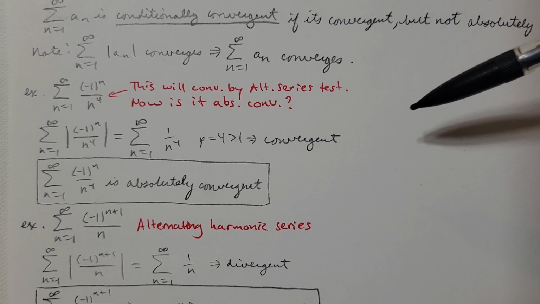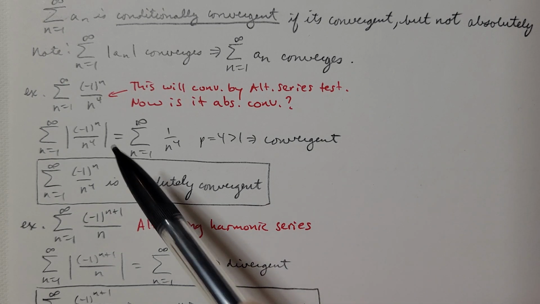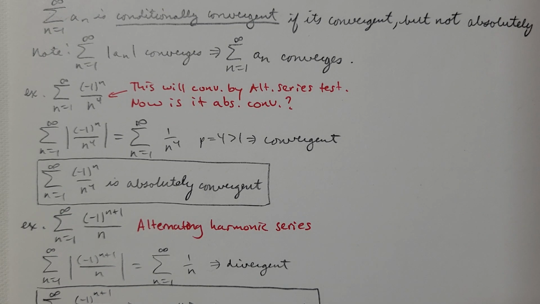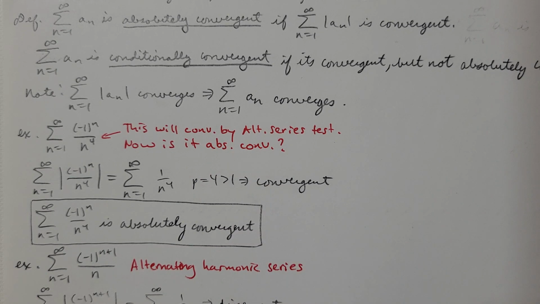Because 1 divided by n plus 1 to the fourth is always going to be less than 1 divided by n to the fourth, since the denominator is going to be a bigger number. So I know that this series is convergent by the alternating series test. Now, the next question is, is it absolutely convergent?